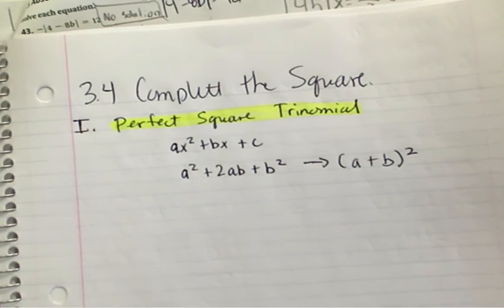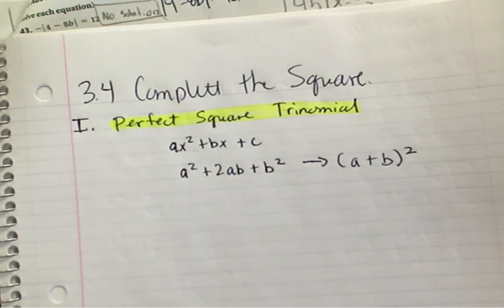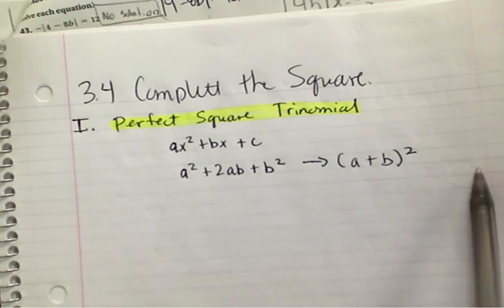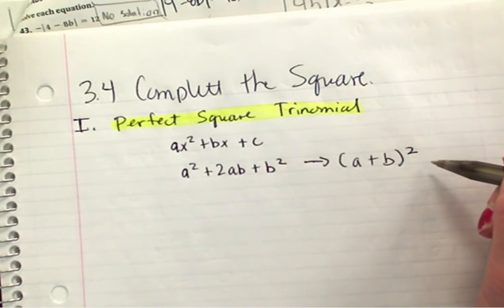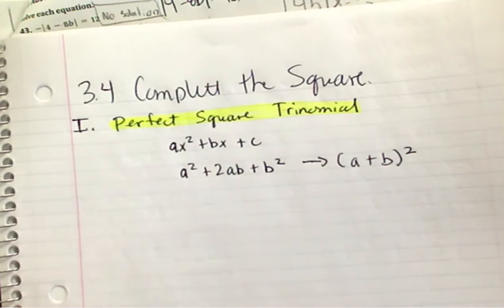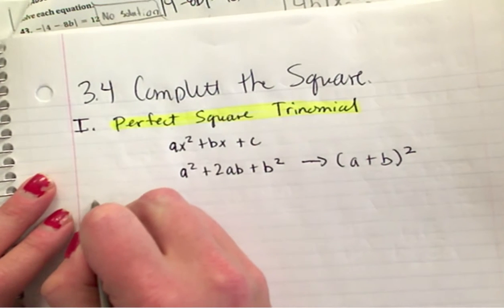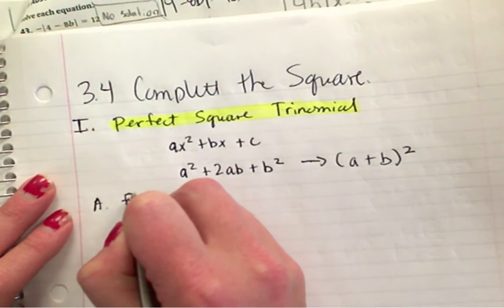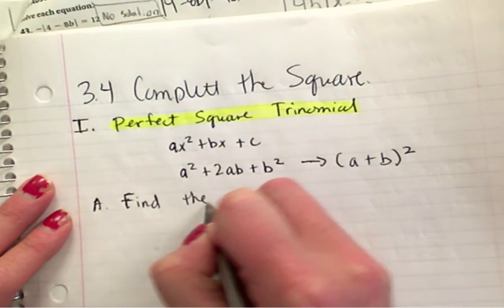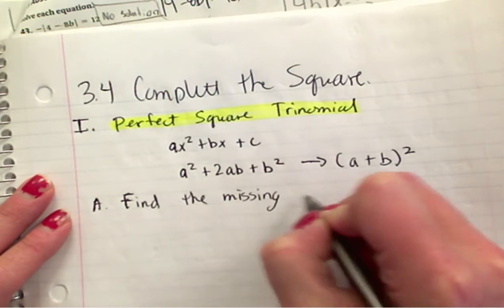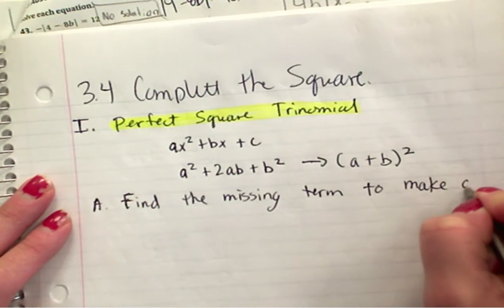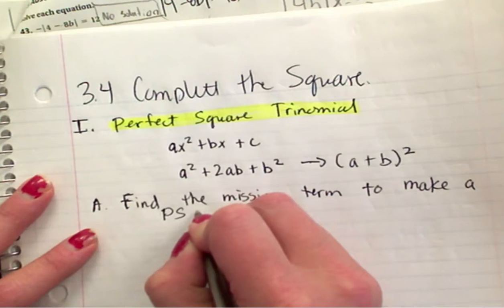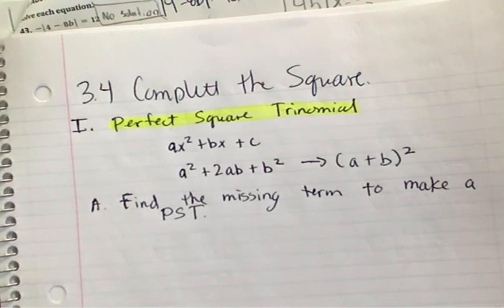Now, when we were just factoring, we still did the multiply, add, and we guessed and checked a little bit. Now we're going to go a little bit further, and we're going to figure out how to go back and forth between these two things. So part 1 is identifying your perfect square trinomials and making a perfect square trinomial. All right? So, find the missing term to make a perfect square trinomial.